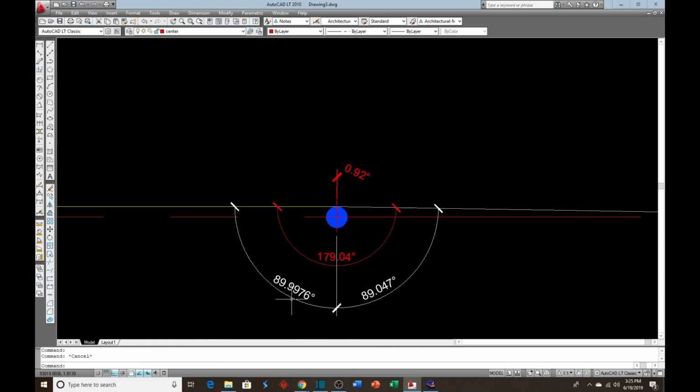The angle to the sun is 89.9976 degrees, and the angle to the moon is 89.047 degrees. Less than 1 degree difference. These guys try to tell us that it's an enormous difference and you would never be able to see the moon and the sun at the same time. Well, we've already shown that you won't see that anyway, but I want you to notice that it's almost a straight line. The angle of those two lines to one another is 179.04 degrees. Very close to a straight line.